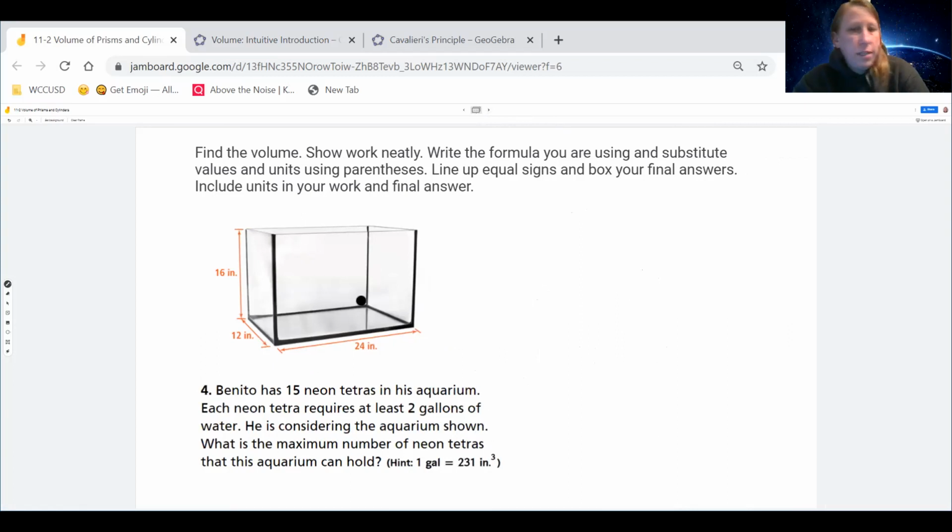I'm going to skip this one. It's interesting. A lot of real world things do involve volume, and I actually owned some neon tetras for a while.